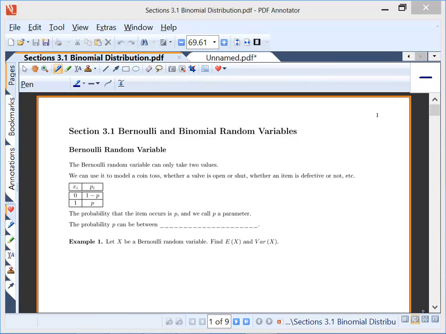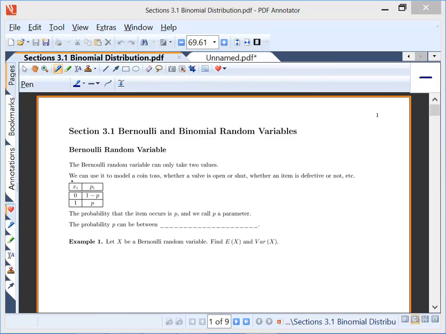That are famous enough that we get to name them, and we're going to go through, again, just a few of them. The first random variable that's famous enough for us to name is the Bernoulli random variable. For a Bernoulli random variable, you can only take two values. You can use it to model, say, a coin toss, or whether or not a switch is open. Anything that's either yes or no, heads, tails, 1, 2. If you only have two options, we use the Bernoulli random variable.